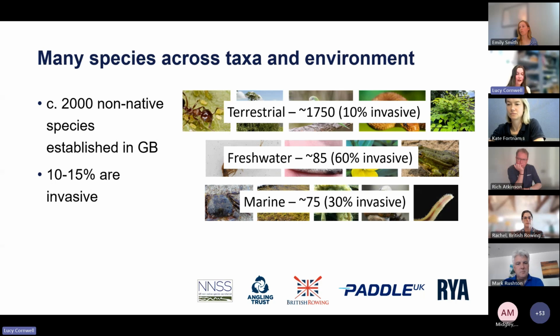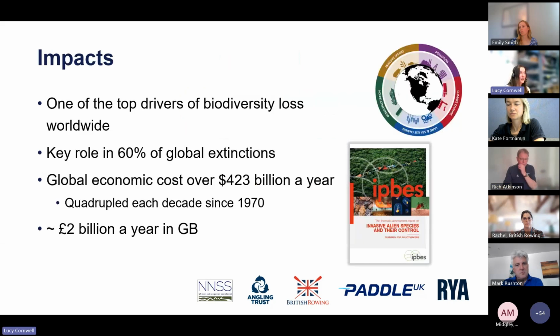Non-native species are found in all environments. Most are terrestrial, so those are species that live on land, but freshwater and marine are still a significant problem as they are more likely to be invasive, particularly freshwater species. Around 60% of non-native freshwater species are invasive. They are a serious problem.